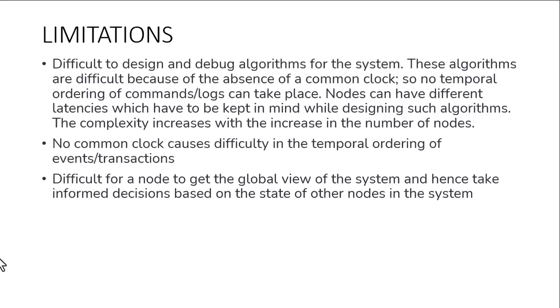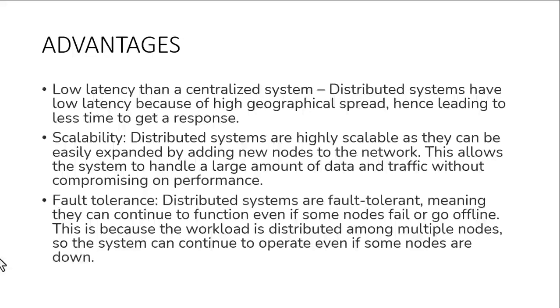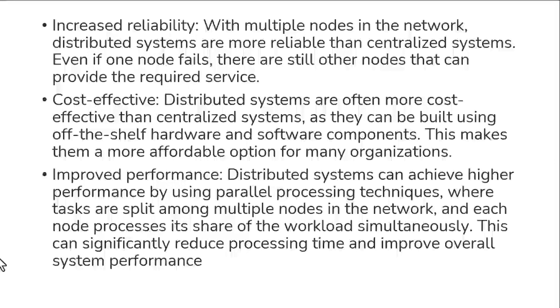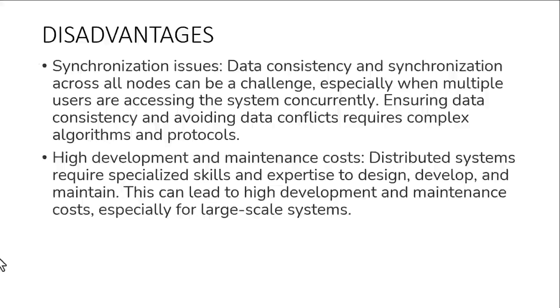Limitations of distributed architecture include that it is difficult to design and debug algorithms for the system, and no common clock causes difficulty in temporal ordering of events, and it is difficult for a node to get a global view of the system. Advantage is low latency than centralized. Distributed systems have low latency, scalability, fault tolerance, increased reliability, cost effectiveness, and improved performance as advantages of distributed architecture.